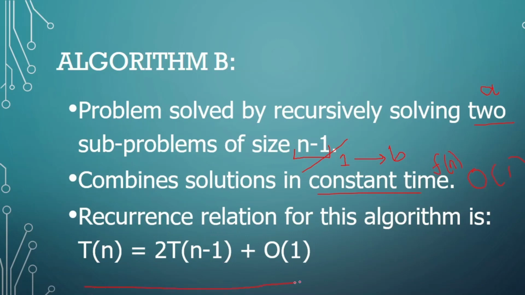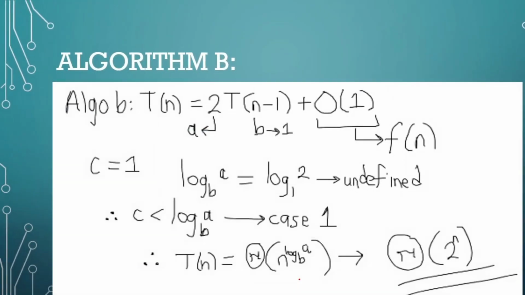And we end up with this recurrence relation whereby T(n) equals 2T, this is the A, of (n minus 1) divided by 1, which happens to be our B, and our f(n) is the constant time. So let's deduce the time complexity for algorithm B.